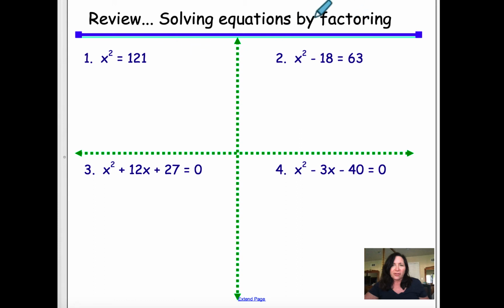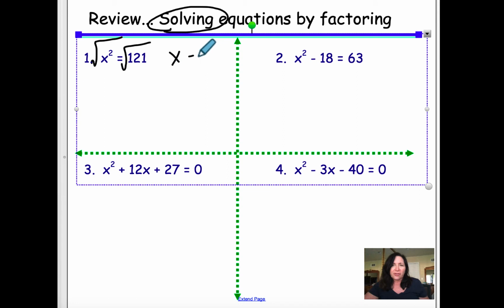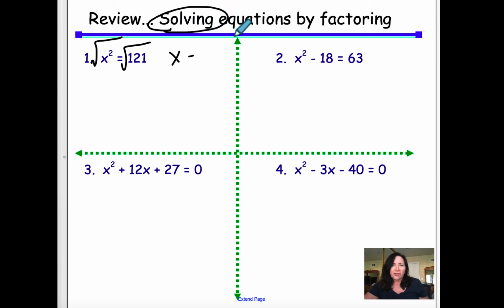Okay, for these problems here, you are solving by factoring. Now, I will say that by far more people make mistakes on this section than anything else, because yes, you're solving, but people forget that these are quadratics, and quadratics have two answers all the time. So a lot of kids will take the square root of both sides and go, well, x equals 11. But there's actually two values. It's x equals plus or minus 11.